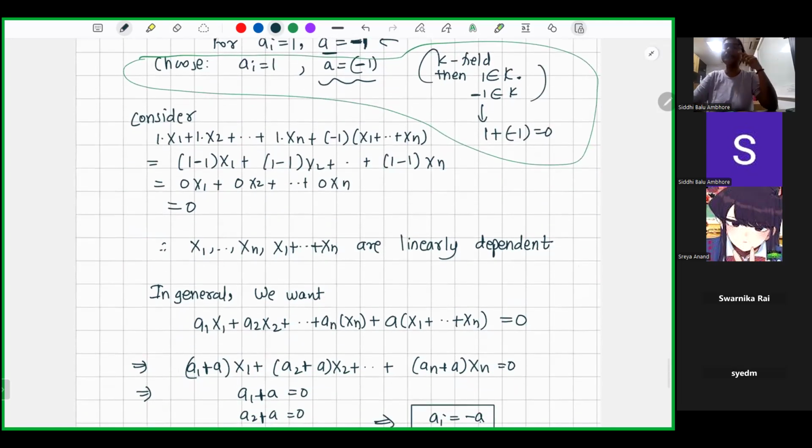That's why. For linear independence, we need all of them to be 0. For linear dependence, it's okay if at least one is non-zero, then we are through.